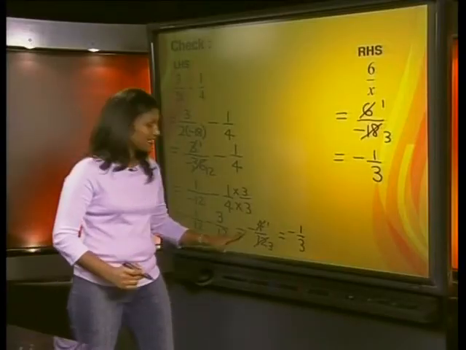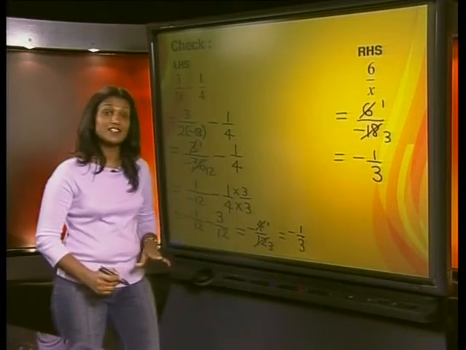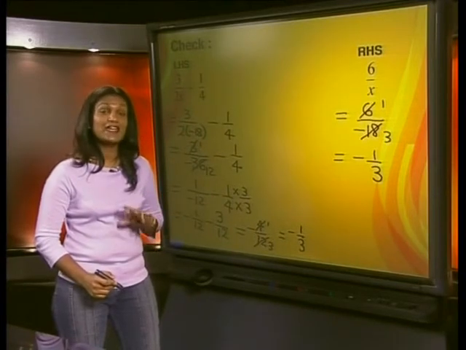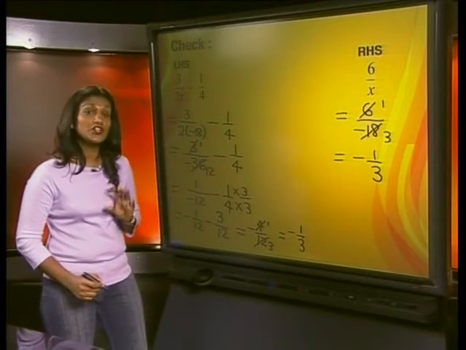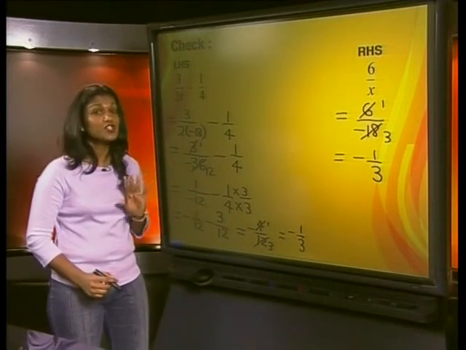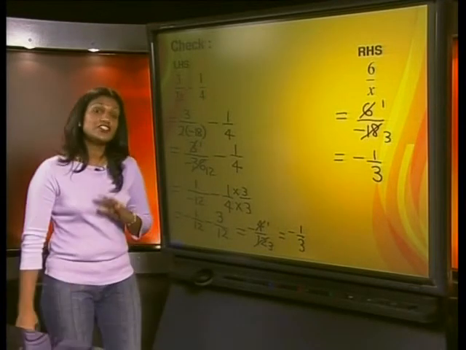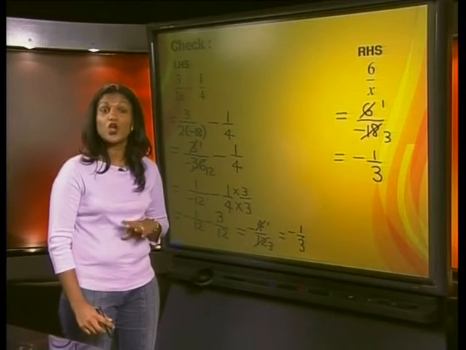Now, because the left-hand side is equal to the right-hand side, we know that our answer, x equals negative 18, satisfies this equation. In other words, our calculations were correct. Now, it is always a good idea to check your answer just to make sure that we didn't make any mistakes.